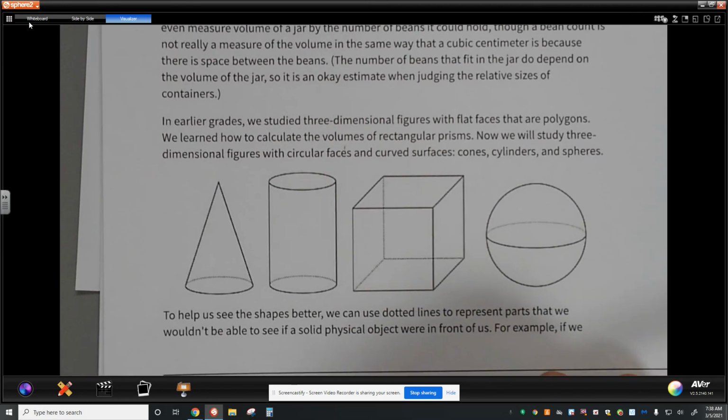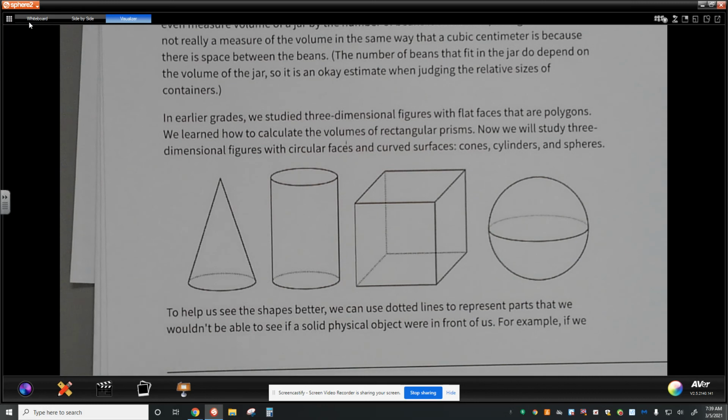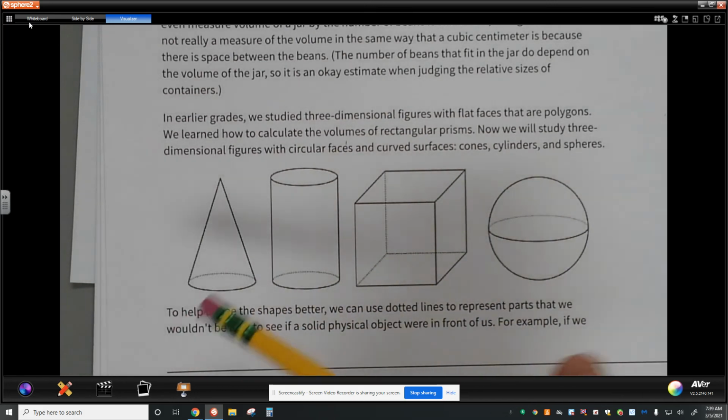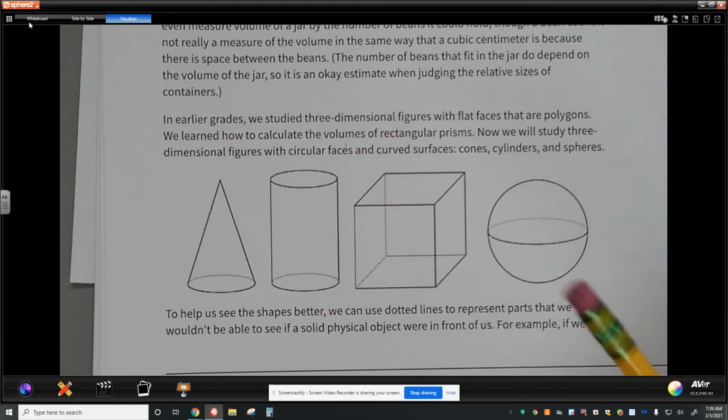In earlier grades, we talked about three-dimensional figures with flat faces that are polygons. We learned how to calculate the volume of rectangular prisms. And here we found out that volume is the length times the width times the height. Now we're going to study these other three figures, cones, cylinders, and spheres, and we're going to figure out just what we mean by the volume inside of those shapes. My favorite volume is the cone because of the ice cream.